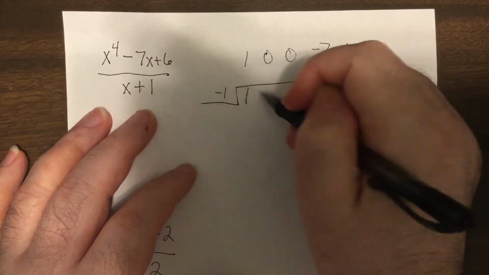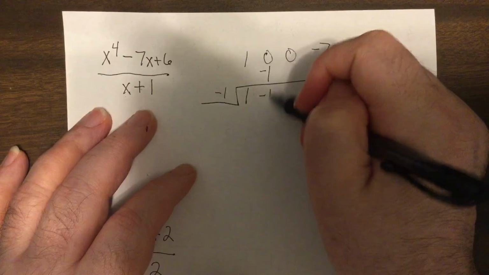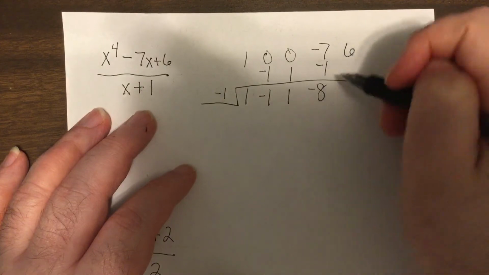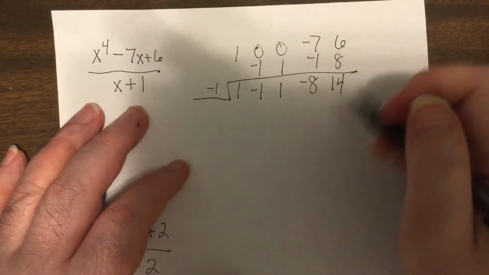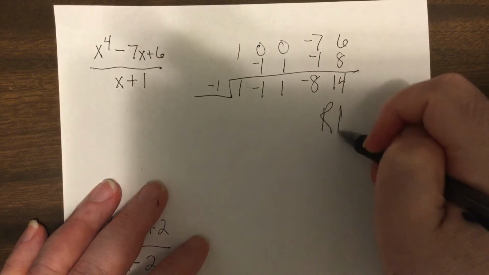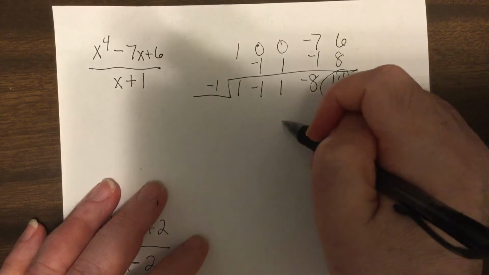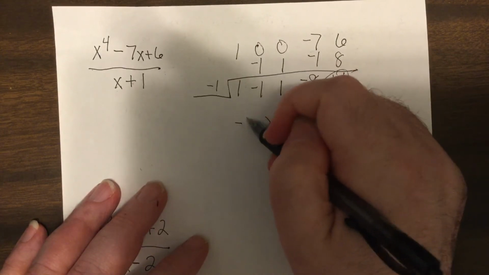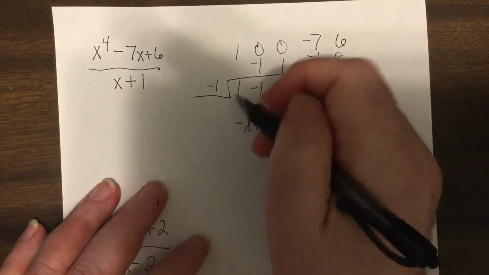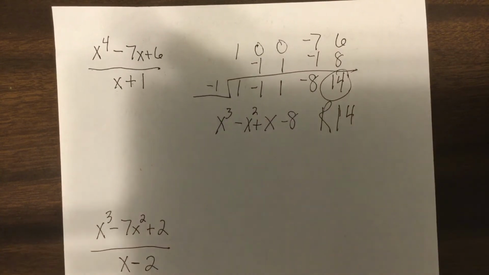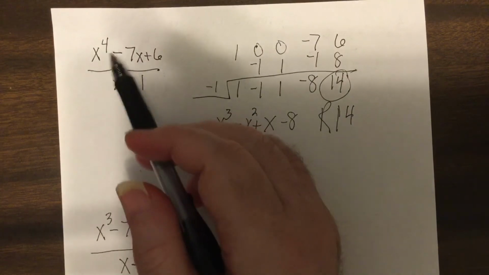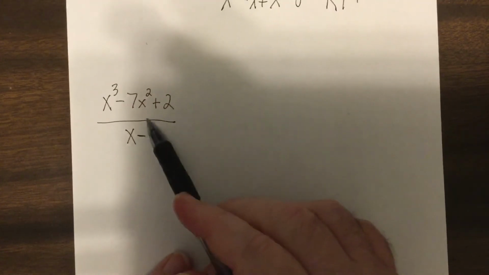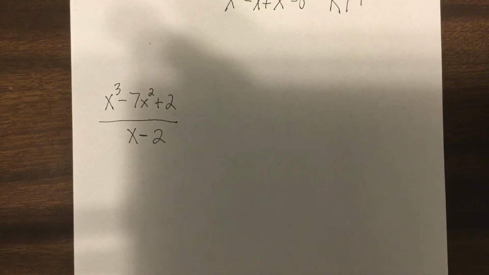So bring down 1, multiply, that's negative 1. Negative 1, add, that's 1. Then negative 1, negative 8. Negative 8, 14. So my remainder's 14. That's my last number always. Negative 8 is the constant. Then 1x, then negative x squared. I have to put a little plus. And that's my x cubed. By the way, normally when you do division, the top term goes down by 1 power.